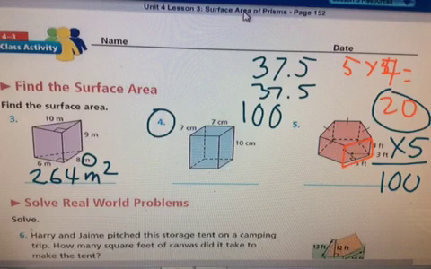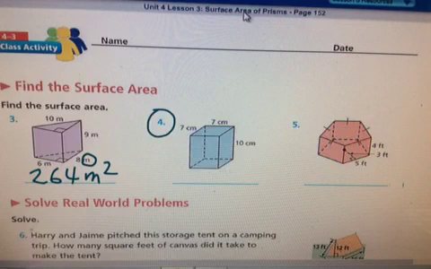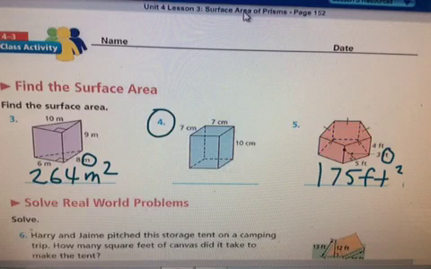So now I'm going to add 37.5 plus 37.5 plus 100 to get my total surface area of all 7 sides. And when I add up all those, I got 175 feet squared. And that's the surface area. So remember, the key is to find out how many sides it is and realize if those sides are the same. You have to individually find each side.